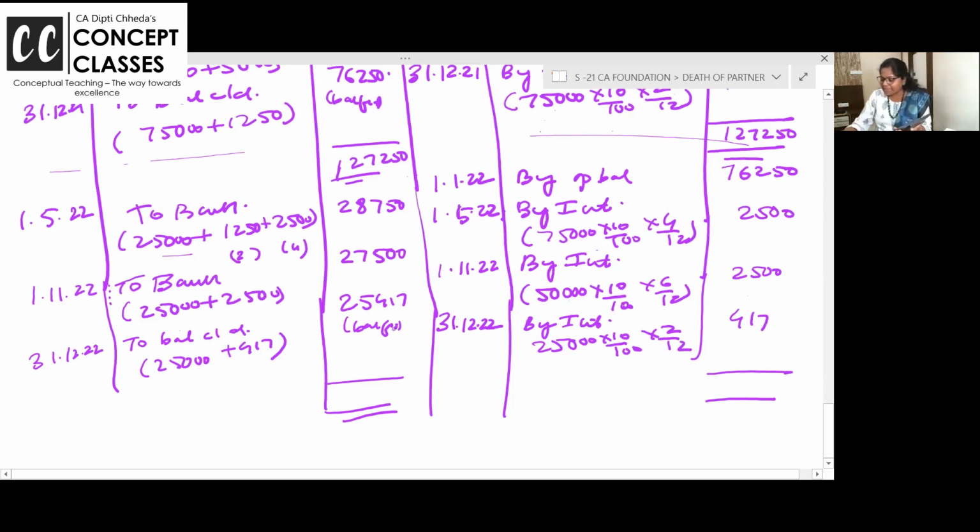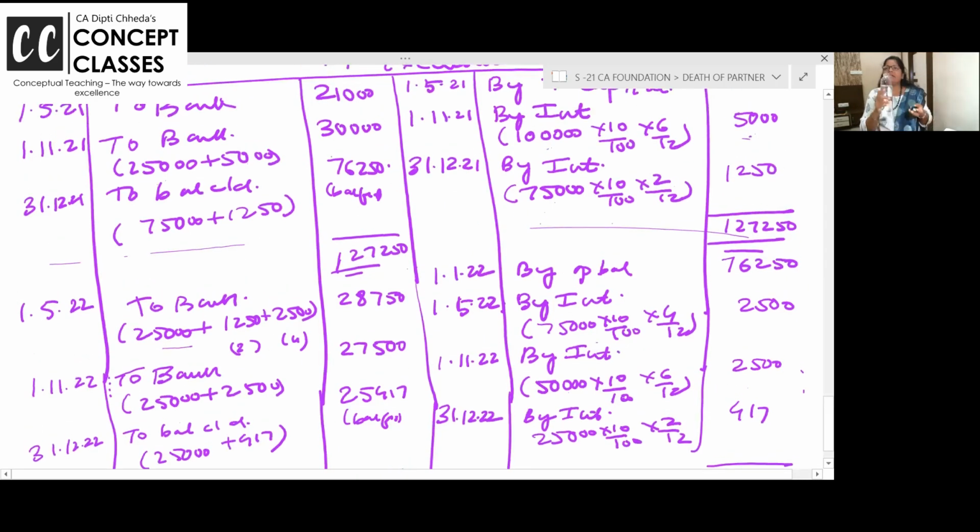76,250, I am calculating this side's total: 2,500, 2,500, 417, which is 81,667, minus 28,750 minus 27,500. You're getting the total. Done. Journal entries I'll make you write, but the problem is over and it's very easy. Yes or no? T's capital account should be prepared, and T's executor's account. Check the whole account and ask your doubts.